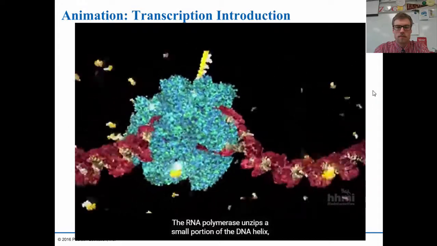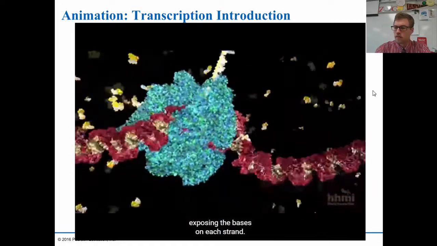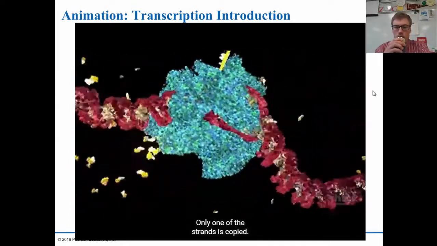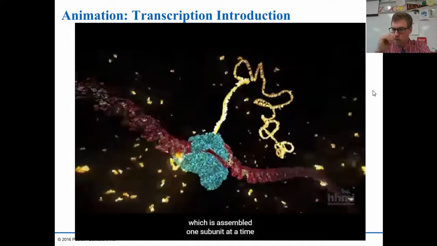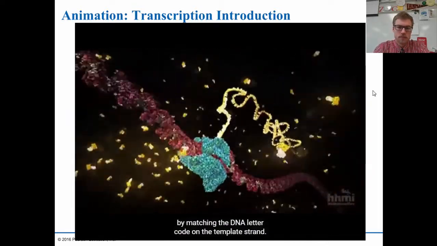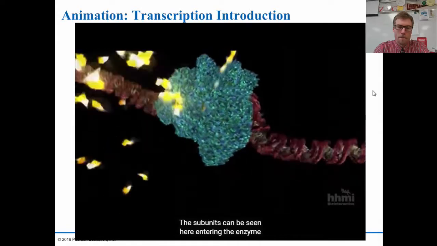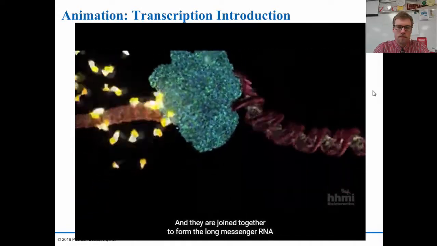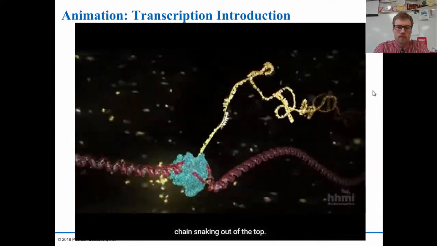The RNA polymerase unzips a small portion of the DNA helix, exposing the bases on each strand. Only one of the strands is copied. It acts as a template for the synthesis of an RNA molecule, which is assembled one subunit at a time by matching the DNA letter code on the template strand. The subunits can be seen here entering the enzyme through its intake hole, and they are joined together to form the long messenger RNA chain snaking out of the top.